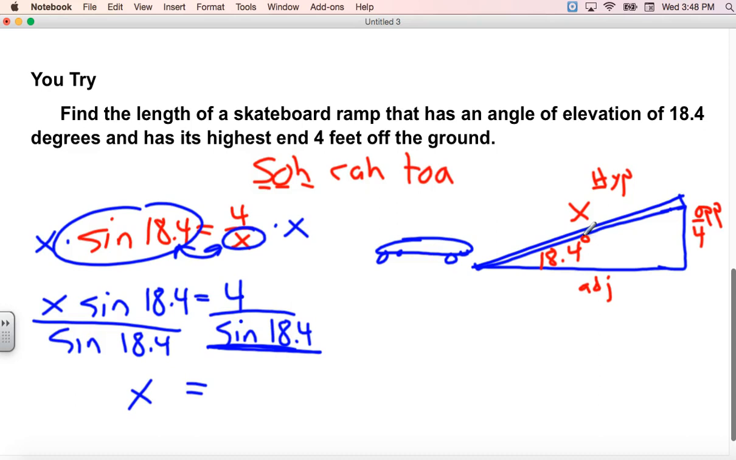So on your calculator, if you just hit 4 divided by sine of 18.4, you get 12.67.